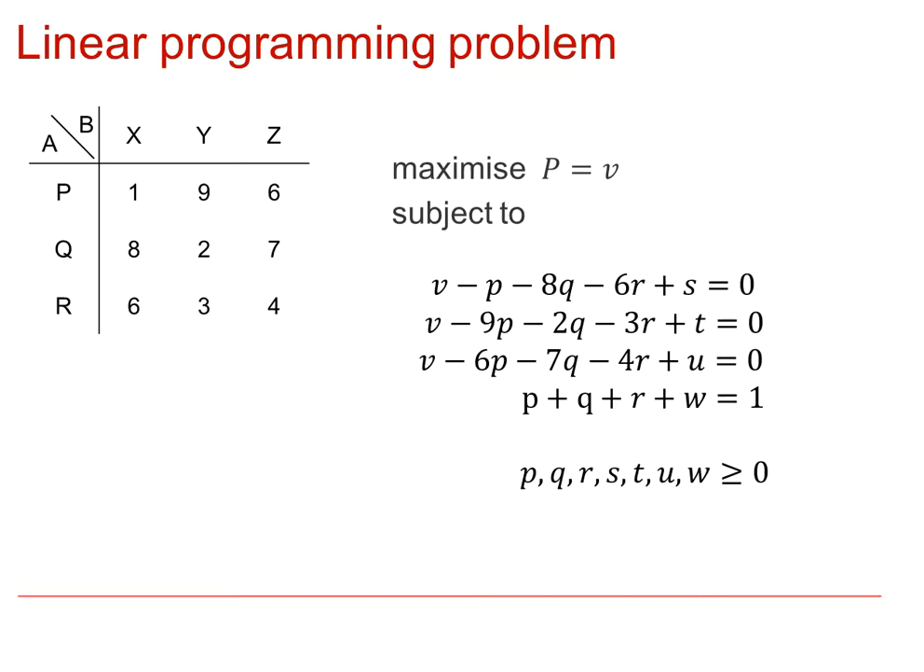However, we need to notice that we've introduced the slack variables S, T, U and W to turn inequalities into equalities, ready to use the simplex method to solve. Note that because we know that p plus q plus r equals 1, we are expecting W to turn out to be 0.